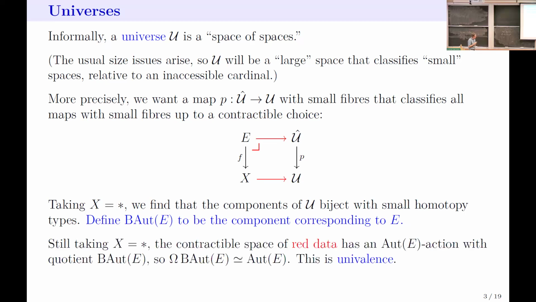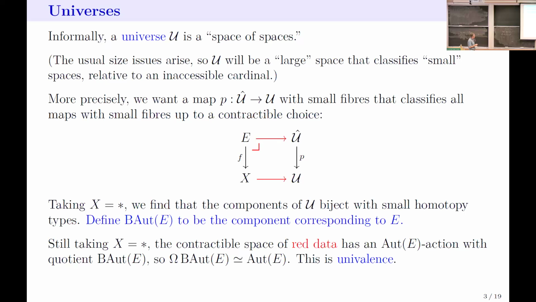Okay. The next thing you can see, still taking X to be a point, is that this space of red data, it's a contractible space by assumption, and it has an action of the automorphism group of E. So this is the group of self-equivalences of E. It has an action by precomposing the top map with an equivalence of E. If you do that, you still get a pullback square. So you can act on the space of red data by E. That's a contractible space. So the homotopy quotient will be B dot E.